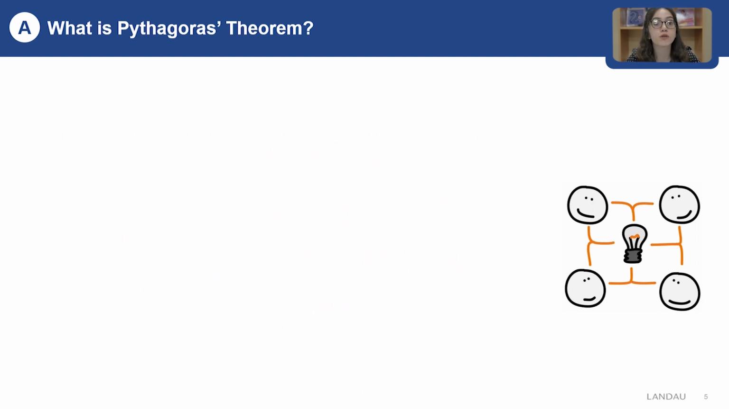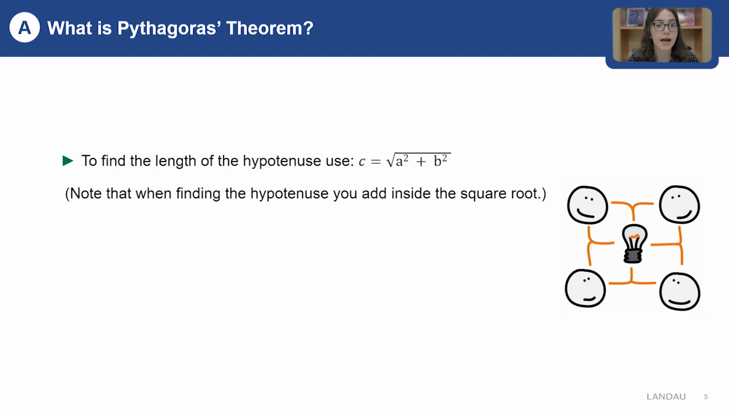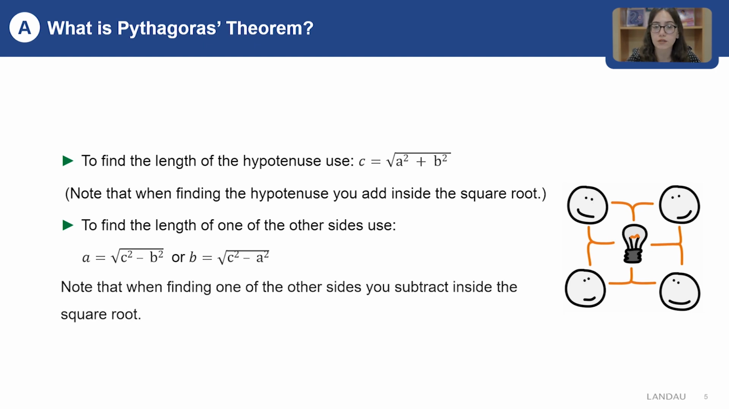But in the question, we are looking for the value of C, not C squared. So for this reason, we will write that the length of the hypotenuse will be C equals root of A squared plus B squared. Or we can say that to find the hypotenuse, we need to add the other two sides inside the square root. Or if we want to find the lengths of the other sides, such as A and B, we will write A equals root of C squared minus B squared. Or we can say that B equals root of C squared minus A squared. So if we want to find other sides, we need to subtract inside the square root.